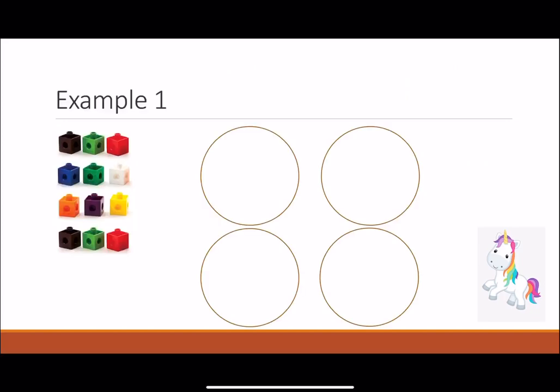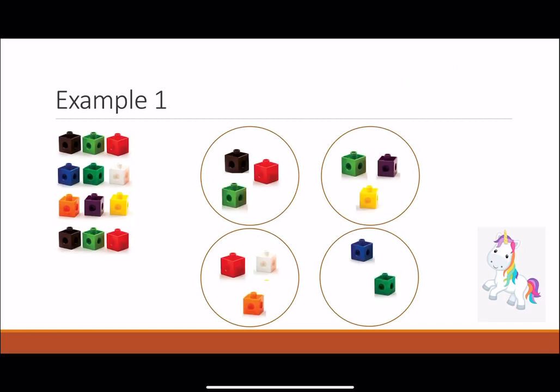Let us look at example 1. Boys and girls, you can see that there are 12 cubes. How can we divide these 12 cubes equally into 4 groups? Yes, we can place one cube at a time into each of the groups. Let us begin. 1, 2, 3, 4, 5, 6, 7, 8, 9, 10, 11, and 12. So, there are 3 cubes in each group. So 12 divided by 4 will give us 3.